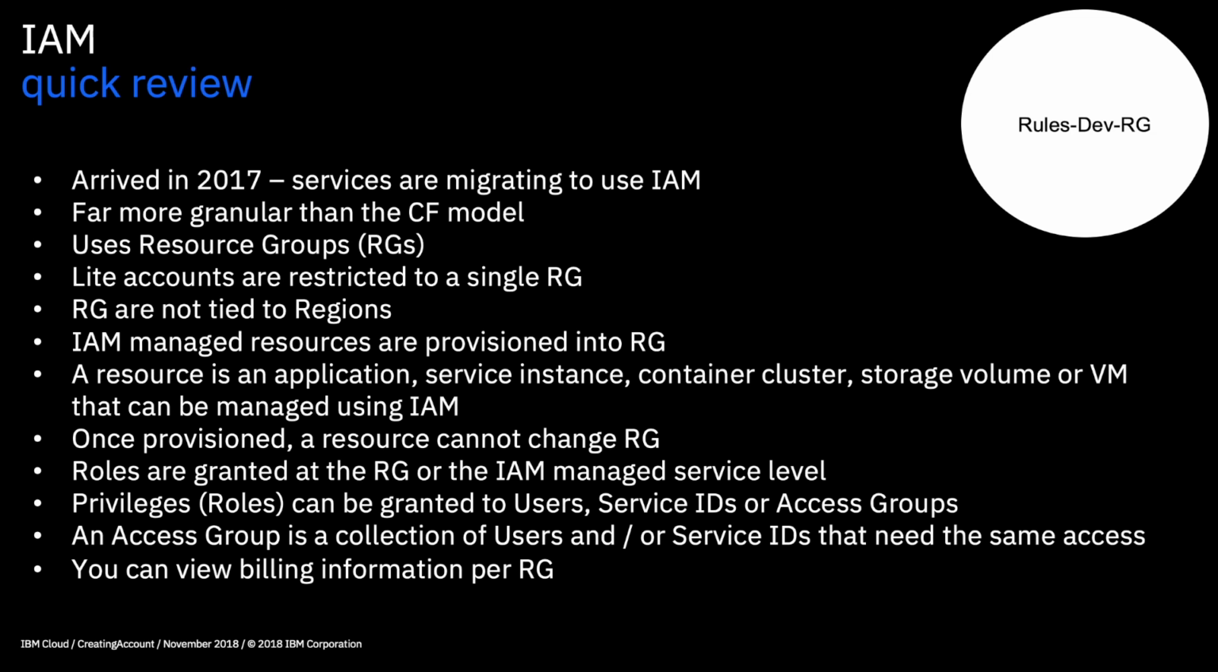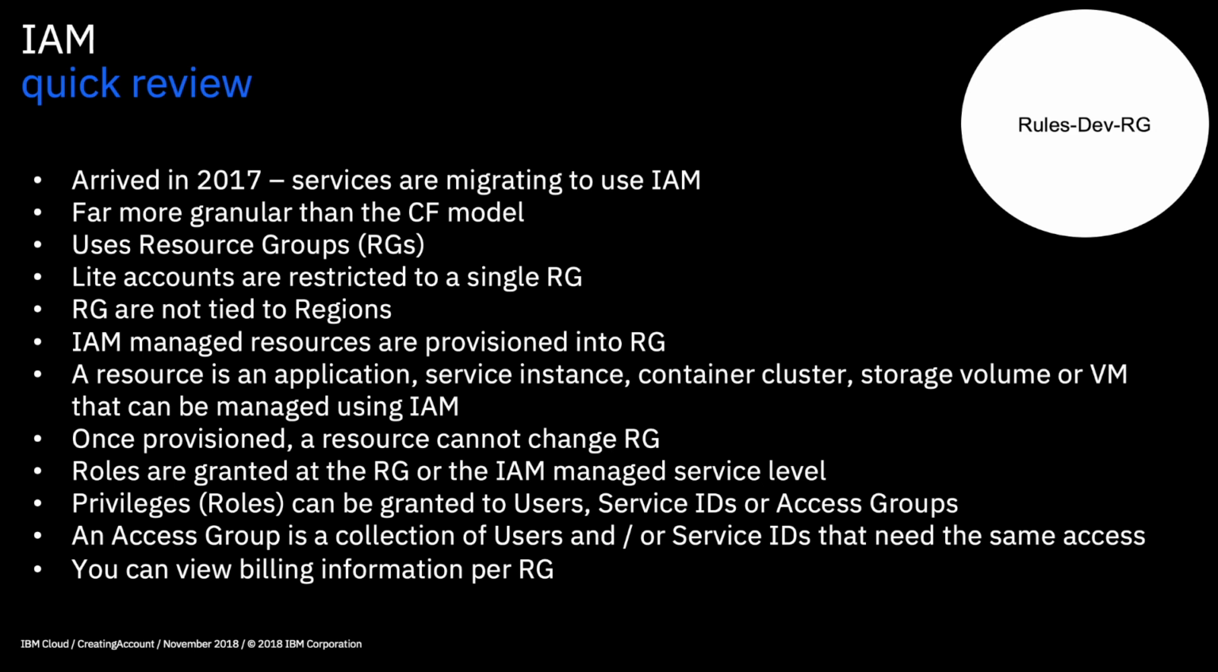IAM was launched into IBM Cloud in 2017, and services are migrating from the Cloud Foundry management model to use IAM, while new services will use IAM by default. It's far more granular than Cloud Foundry, allowing you to manage access to the service instance level and to service IDs as well as users. It uses resource groups, so anything that is sitting in a resource group is IAM managed. Light accounts are restricted to only one resource group.